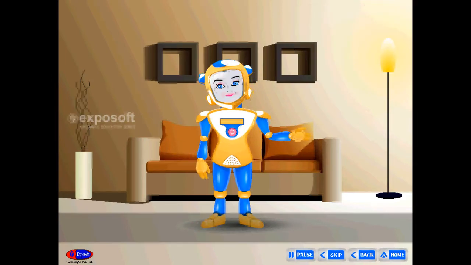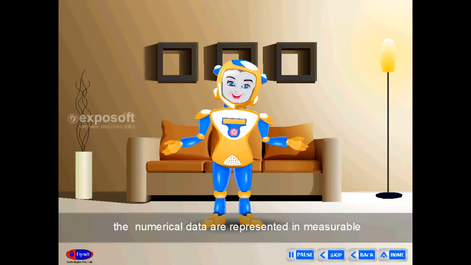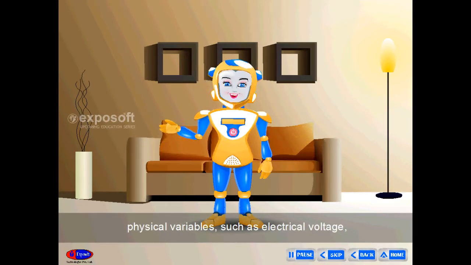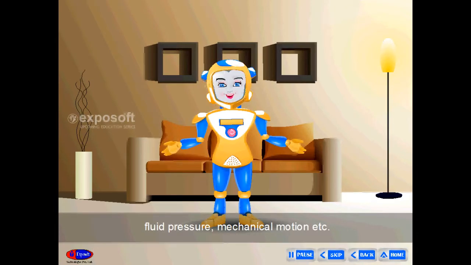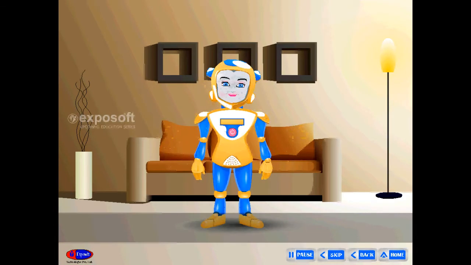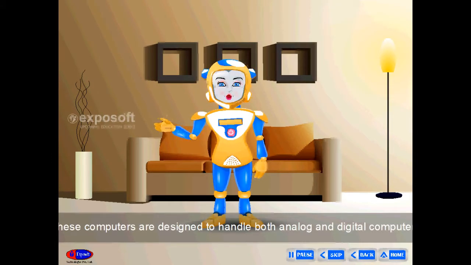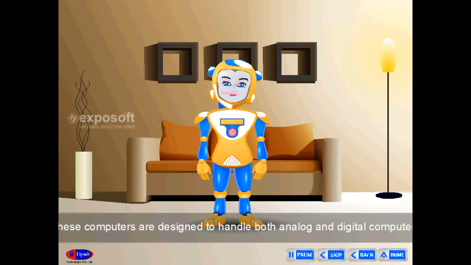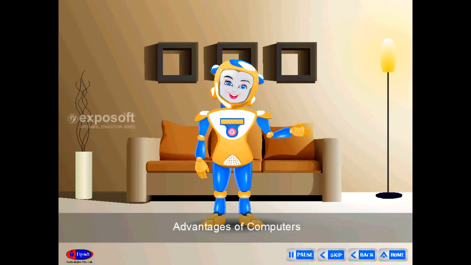Analog computer. In this type of computers, the numerical data are represented in measurable physical variables such as electrical voltage, fluid pressure, mechanical motion, etc. Hybrid computers. These computers are designed to handle both analog and digital data.